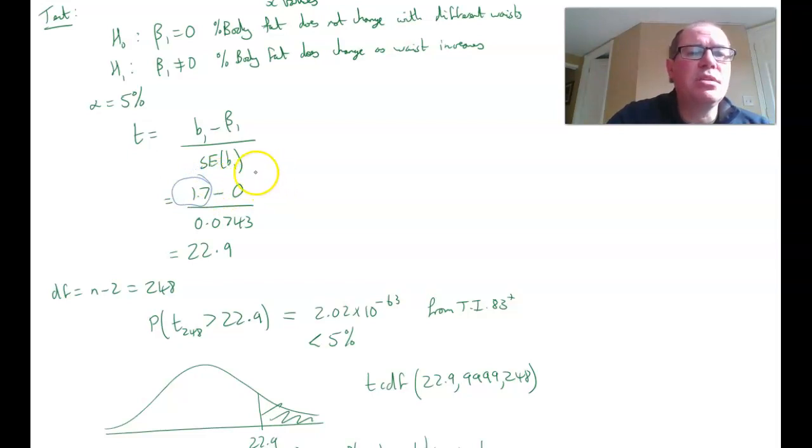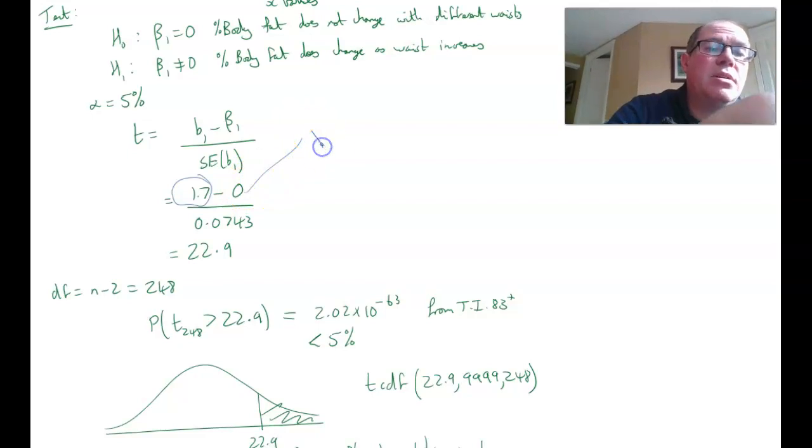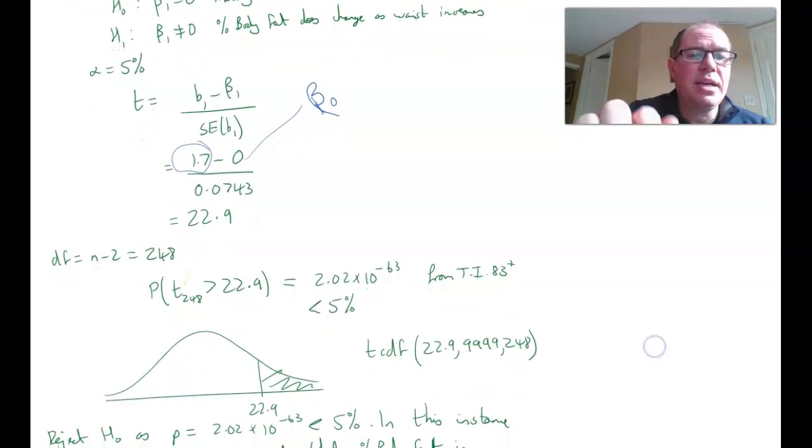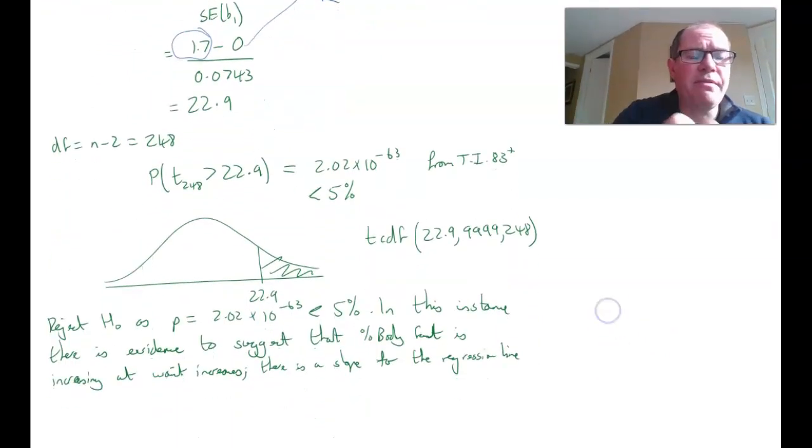We're assuming under H0 that the slope, beta 0 (apologies, not B0), is 0. I've calculated using the formula the standard error of B1 as 0.0743, and we get a test statistic of 22.9. Now we've got n-2 degrees of freedom, so 248. All we need to do, as before with a t-test, is draw the picture and finish off the test.